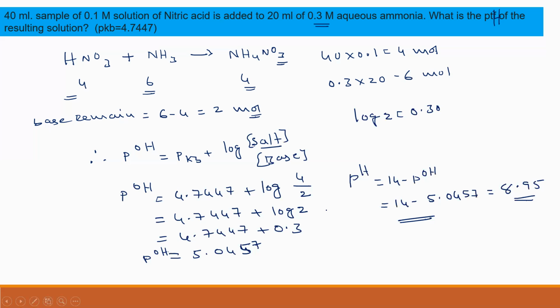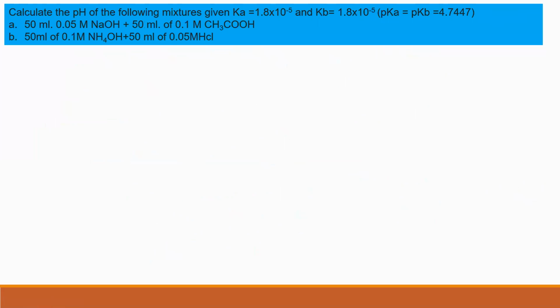Okay. Now, calculate the pH of the following mixtures, given Ka is 1.8 into 10 power minus 5 and Kb is 1.8 into 10 power minus 5, and pKa is equal to pKb, 4.7447. Okay, so this is given. So now we have to calculate the pH. So coming to part A.